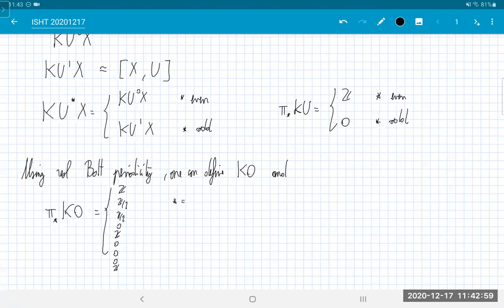So this is star congruent to zero, one, two, three, four, five, six, and seven mod 8: Z, Z2, Z2, 0, Z, 0, 0, 0. Okay, this is slightly more complicated as it fits the more complicated notion.